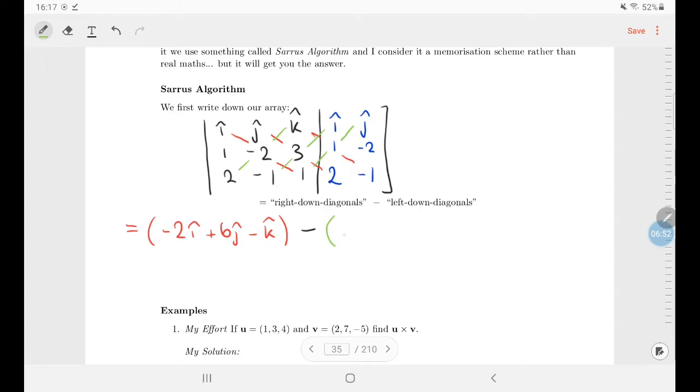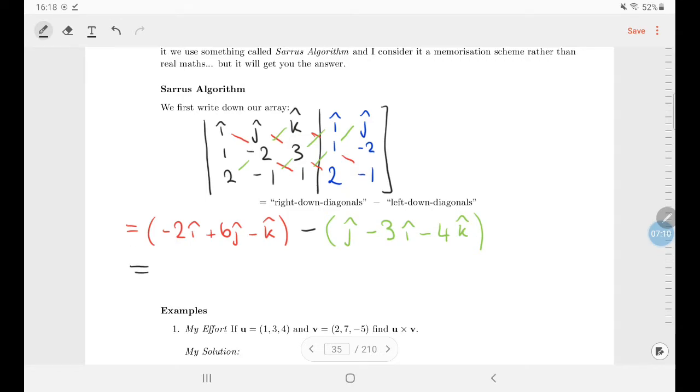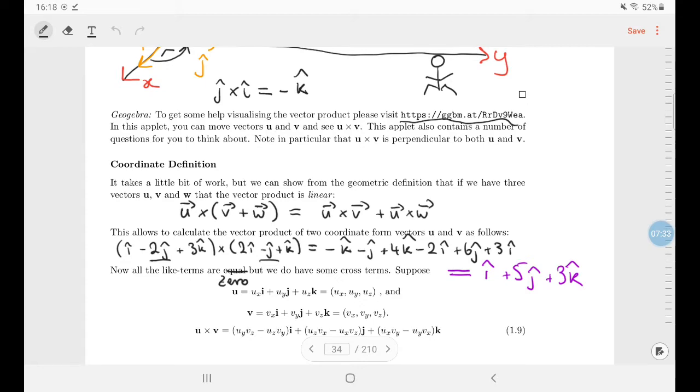So J by 1 by 1 gives me J. I by 3 by minus 1 gives me minus 3I. K by minus 2 by 2 is minus 4K. And then this is equal to, gathering the I's together, minus 2I plus 3I, which is I. 6J minus J is 5J. And minus K plus 4K is 3K. So we're looking at the vector 1, 5, 3, and we'll just check, did we get the same thing? 1, 5, 3. Yeah, happy days.